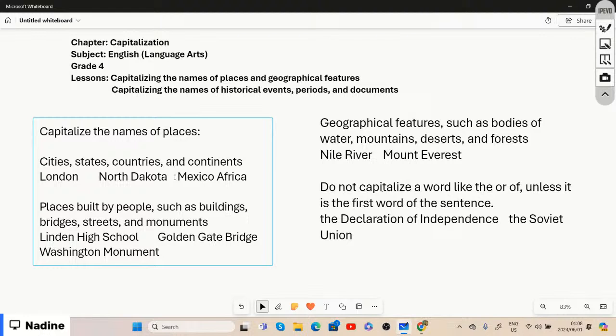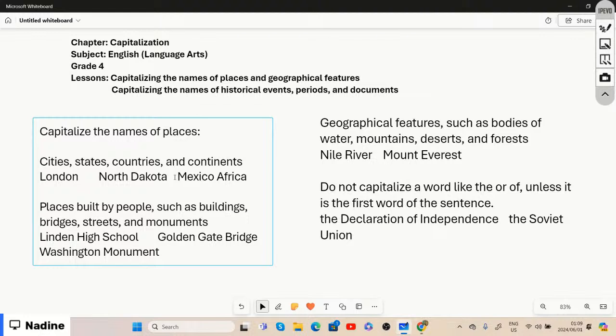So when we capitalize names of places, it's the same as in our previous lesson where we said months of the year, days of the week, and names of places. We need to capitalize places, and the places can either be cities, states, countries, or continents, right? And when we try to capitalize names of places, right?